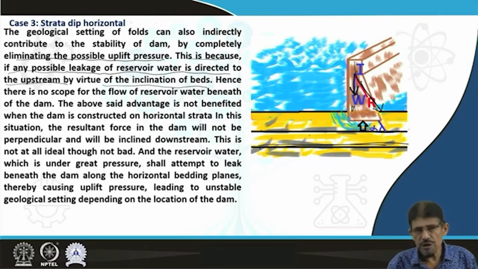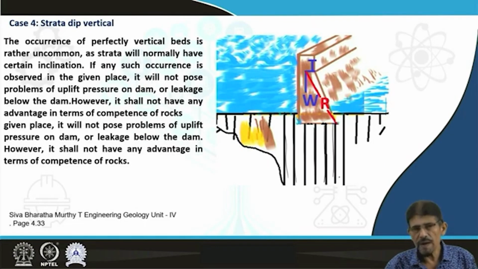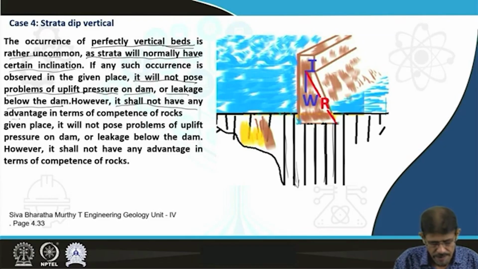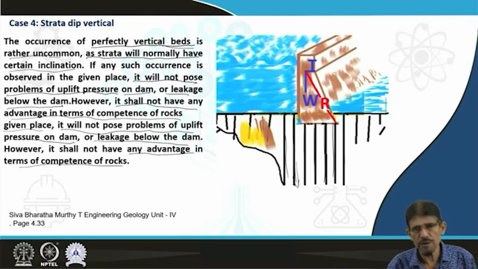If the strata are running vertical, either belonging to the fold limb or to the general bedding, which is rather uncommon as strata will normally have a certain inclination, but if vertical or close to vertical at a high angle, then it will not pose a problem of uplift pressure on the dam or leakage below the dam, because the filtered water may enter very deep. However, it shall not have any advantage in terms of the competence of the rocks.